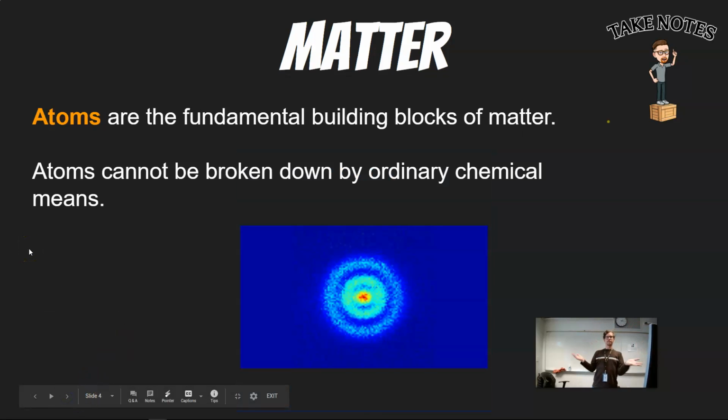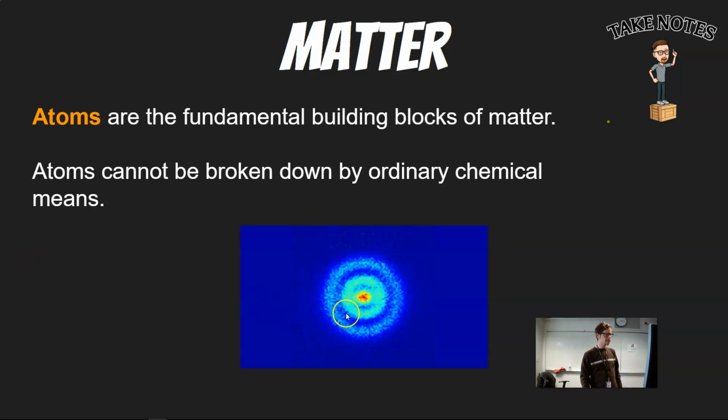And of course, what are atoms? Well, we said matter is made up of atoms. Atoms are the fundamental building blocks of matter. And they can't be broken down by ordinary chemical means. And hopefully if you're watching this video, you've seen me do previous videos about the extraordinary means by which we can split atoms apart or fuse them together, do other things that release tremendous amounts of energy. But in our average everyday chemical reaction, we're not breaking the atom itself apart. We're simply exchanging them, breaking the bonds between them, and then reforming them.